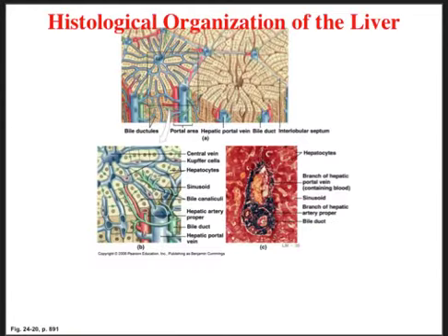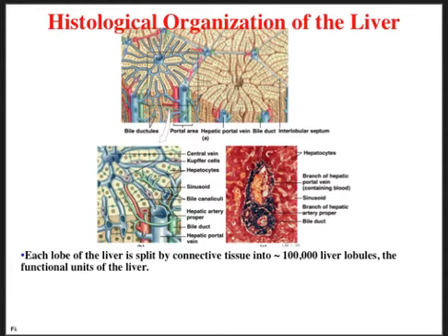And this is what liver tissue looks like. It's kind of unusual looking. It's arranged in these hexagonal patterns. Each liver lobe is split by connective tissue into about 100,000 lobules, and these are the functional units of the liver. Okay, so what you're looking at there is a lobule. Notice something. Just look at the lobule for a minute, and what do you see? You see these unusual crevices running all through the lobule.